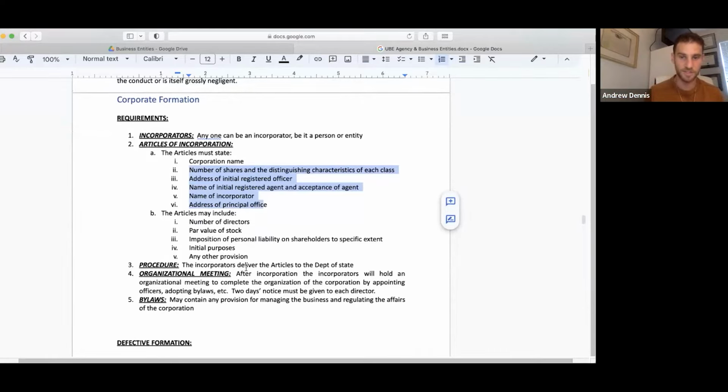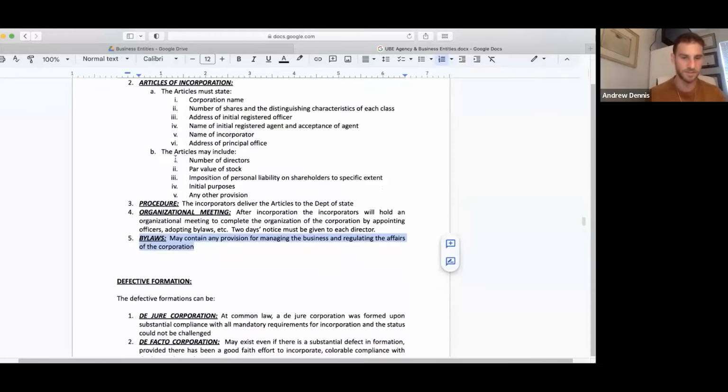There has to be an organizational meeting to complete the organization of the corporation by appointing officers, adopting bylaws, etc. Two days notice must be given to each director. Bylaws may contain any provisions for managing the business and regulating the affairs of the corporation. So the bylaws are like the corporation's rules. They're not necessarily filed with the state. The articles of incorporation have to be filed with the state. The bylaws could be internal, but a lot of times they are filed with the state.